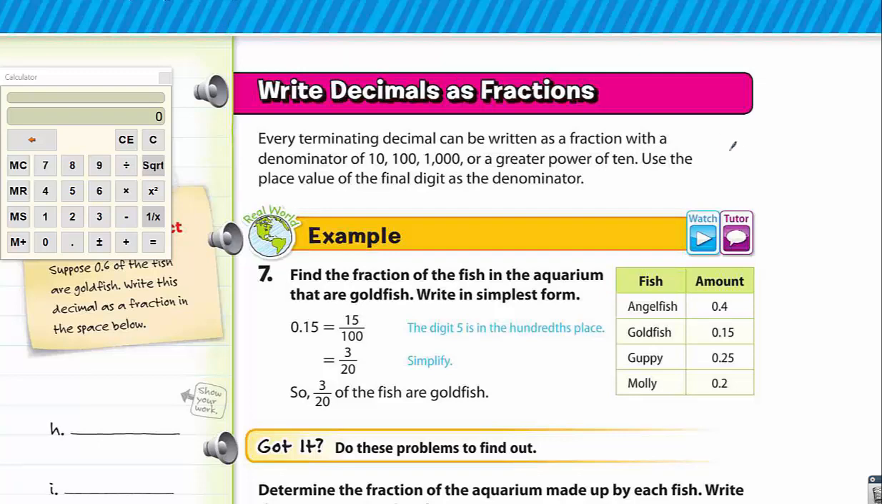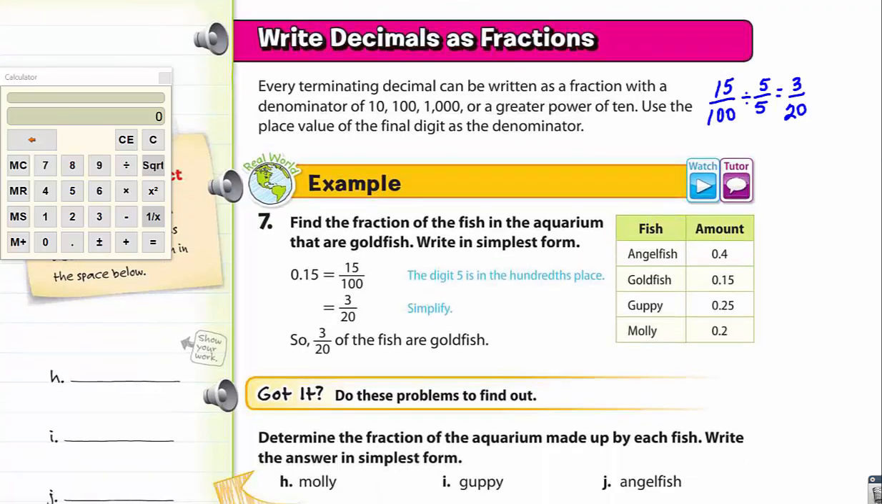So they wrote that 15 hundredths becomes 3/20. Let's look at how they got it. So they had 15 hundredths. You ask yourself, what goes into 15 and into 100? Well, 5 does. Anything that ends in 5 or 0 can be divided by 5. So 15 divided by 5 is 3, and 100 divided by 5 is 20. And that's how they converted to 3/20.